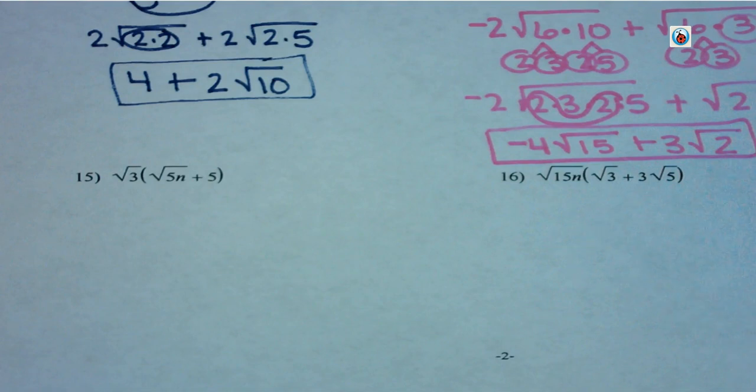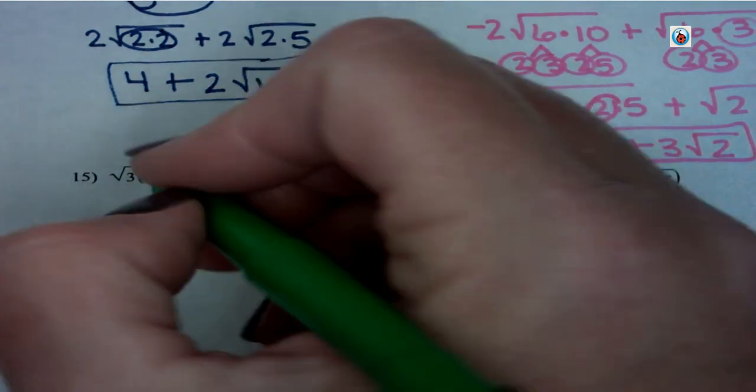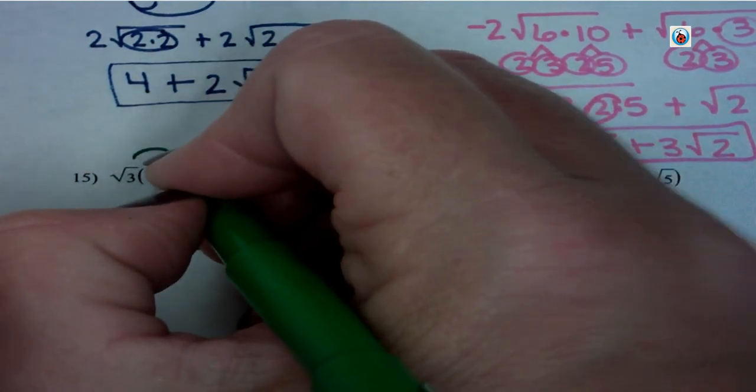Okay, so number 15 and 16 have a radical with a variable under there. If your teacher didn't talk about those, that's okay. We're not going to put them on the quiz, but I just want to show them to you just in case. So I have square root of 3 times square root of 5n.